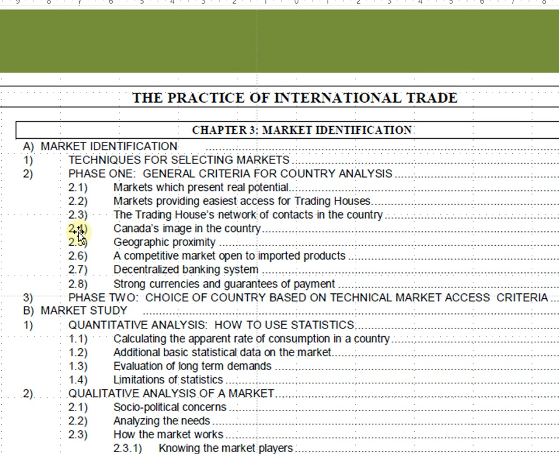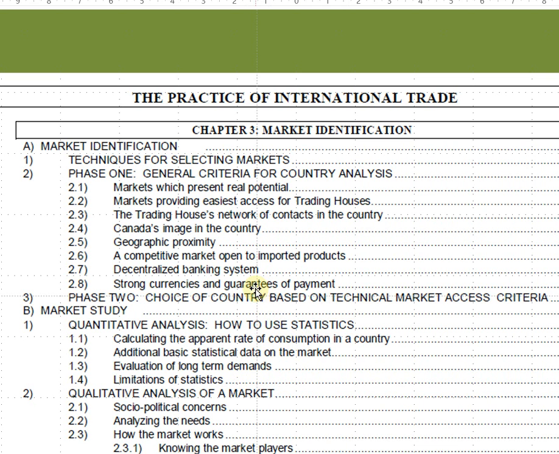Okay, this is a very easy class, and I will give you very steady and slow explanations, detecting whether you understand this or not. Okay, the decentralization, the decentralized banking system. Okay, strong currency and guarantee of payment, like this. Okay, this is too long. So our focus is on important titles, which we are very interested in for the future.